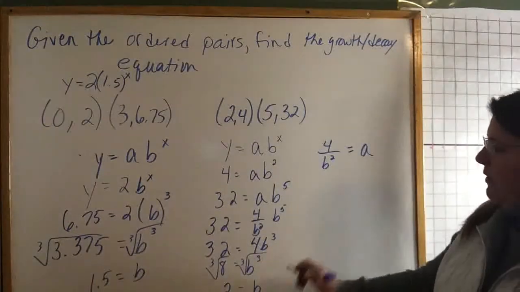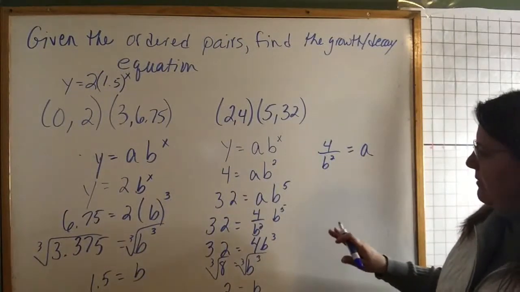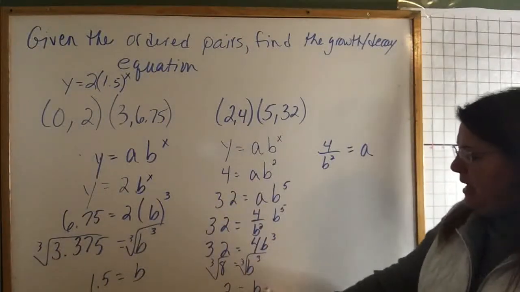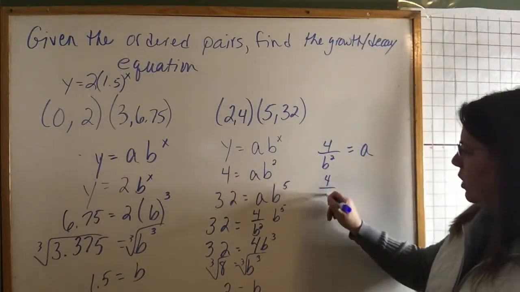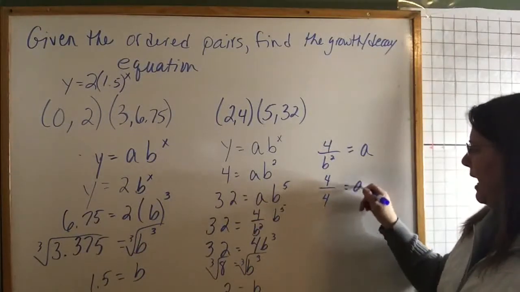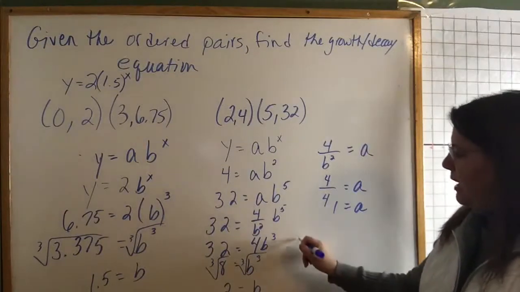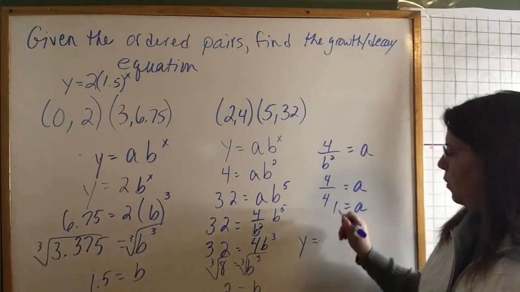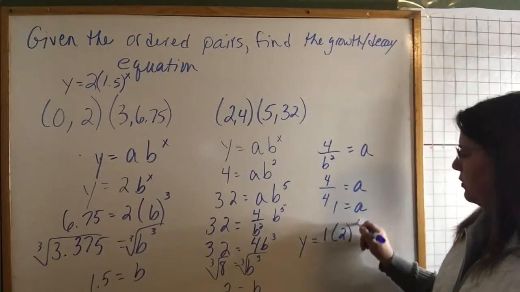And then to write the equation for this one, I would need to find A. So B is 2, so 2 goes in for B. So I've got 4 over B squared, which is 2 squared, or 4, equals A. So I know A is equal to 1. And so my equation would be y equals 1 times 2 to the x.